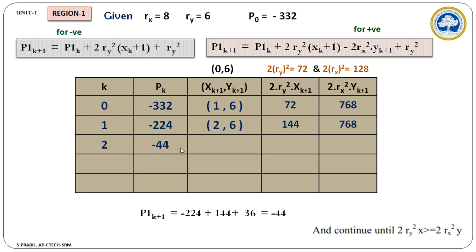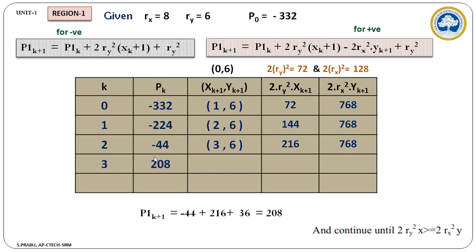So this is also a negative value. So I increment the x coordinate value and keep the same y coordinate value, that is 3, 6, and calculate this term. So 72 into 3 is 216, 128 into 6 is 768. And we need to calculate the next decision parameter using this formula, that is minus 44, and this term, that is 216, plus ry square, that is 36. We get 208. I write this value in the next step.